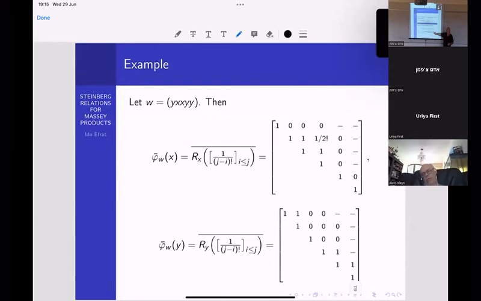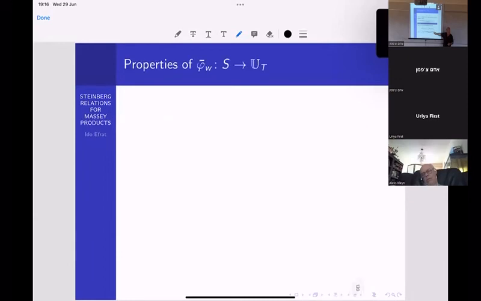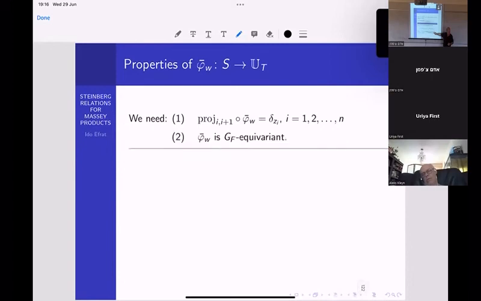Now, I think we started a few minutes late. You can take some more. Oh, okay. So we need to verify the properties of phi bar W. Which properties? We need to know that we have these commutative triangles, that on the diagonal this homomorphism gives the Kronecker deltas. And we need to verify equivariance, Galois equivariance.